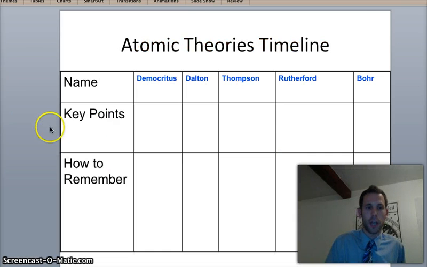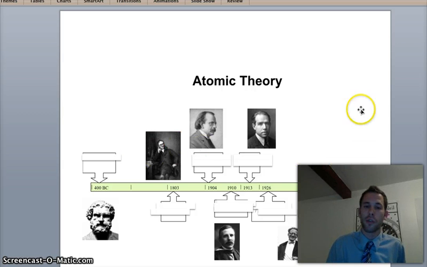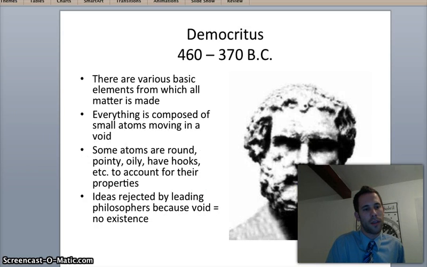First things first, a nice little graphic organizer for our thoughts. This right here will go over Democritus, Dalton, Thomson, Rutherford, and Bohr, some key points about their experiments, and some nice ways to remember what they did. If you want to look at a more linear view of atomic theory, this is a nice little timeline that I stole from another teacher. Always got to keep those resources going.